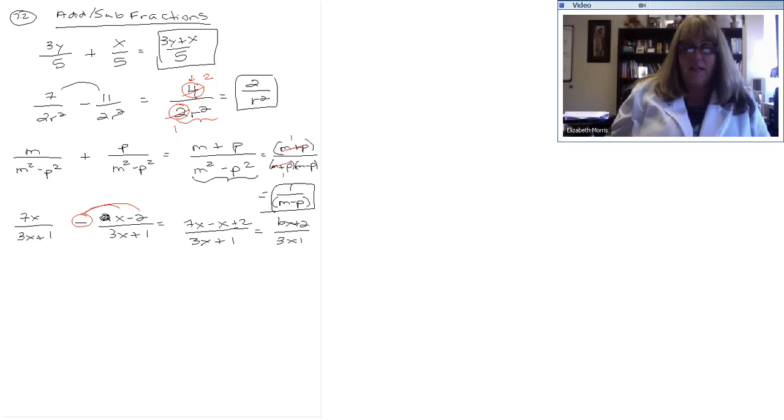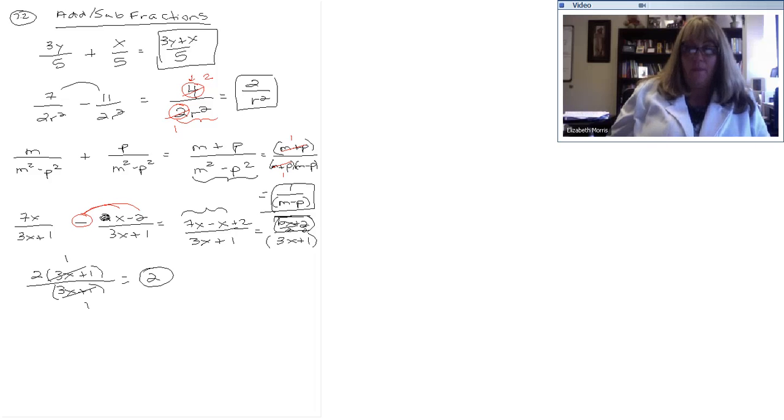Combine like terms. But now look at this. 6x plus 2. Can I reduce that by taking anything out? I can. I can take a 2 out of each piece here. Put parentheses around to know it's got to be the same. If I take a 2 out, I'm left with 3x plus 1. And on the bottom, I had 3x plus 1. Those cancel out. And my final answer is just 2.